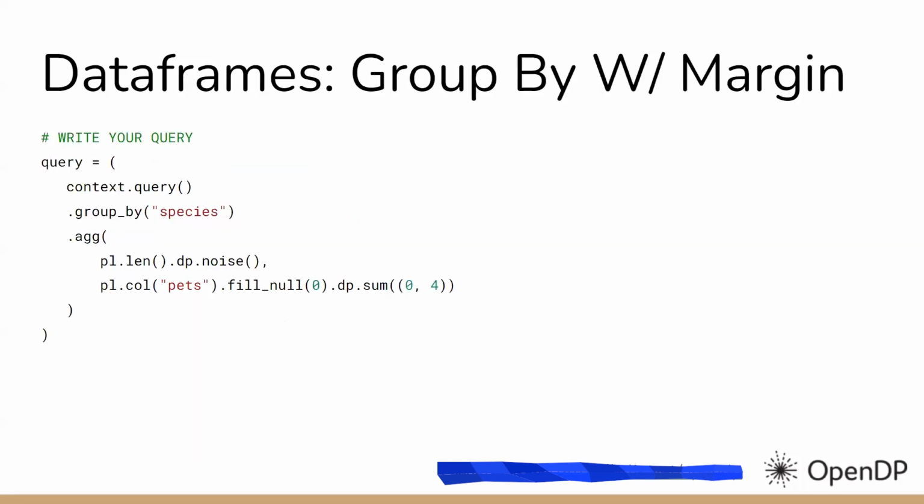So given this piece of information, we can build up a more complicated query. We're going to do a group by on species again, but this time we'll submit 2 queries simultaneously. One's going to be our DP length, and one's going to be our DP sum on the number of pets you have. The library will automatically distribute the budget amongst these 2 queries. We have a question from Ashwin.